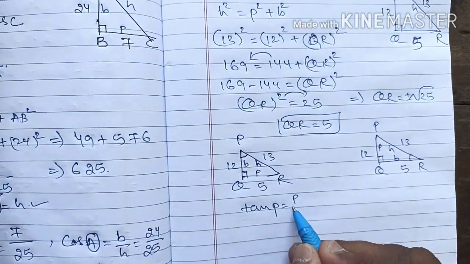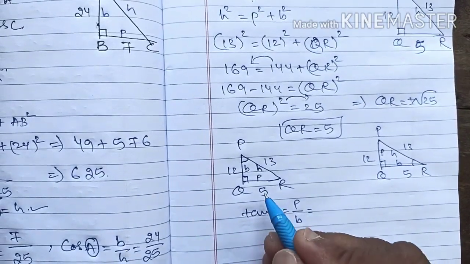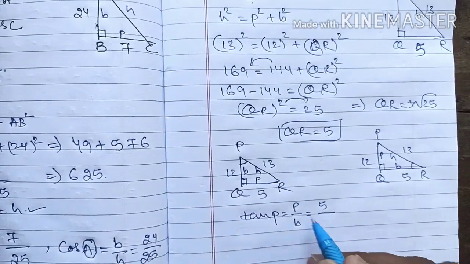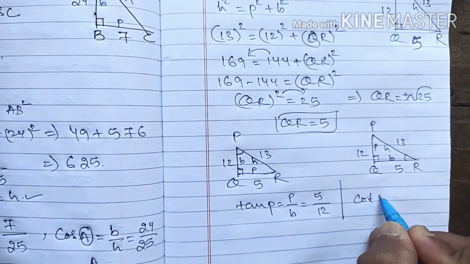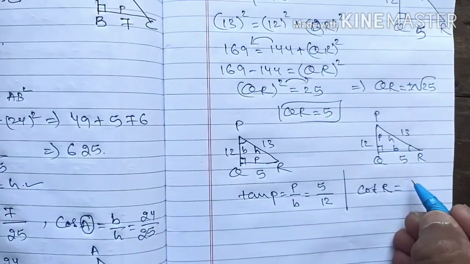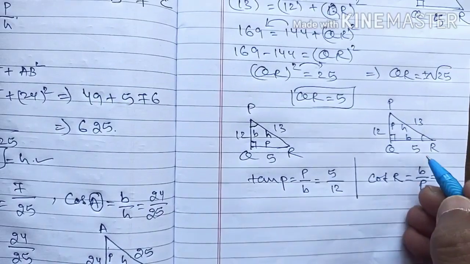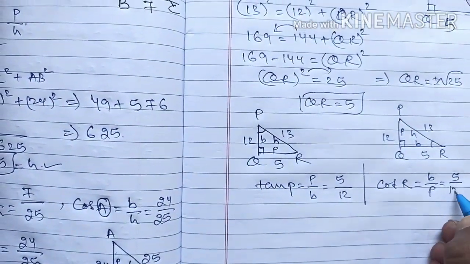from this diagram, the formula is P by B. Tan P: the perpendicular is 5 and the base is 12. And cot R from this diagram is B by P, the formula is always the same. B by P means the base is here 5 and the perpendicular here is 12.